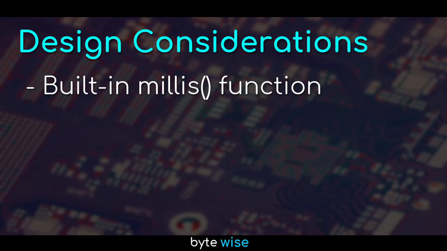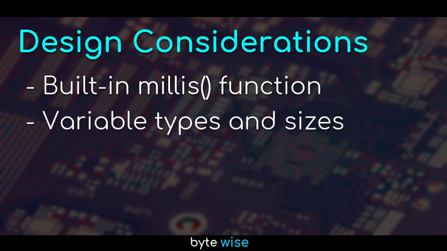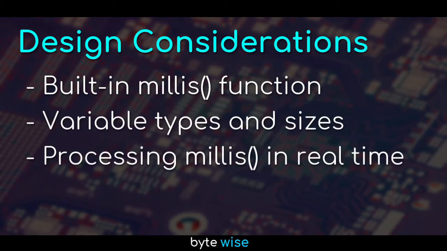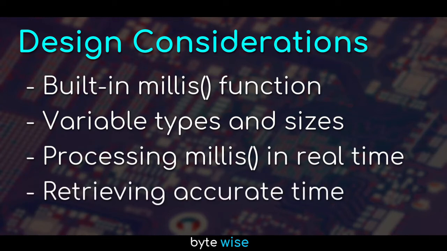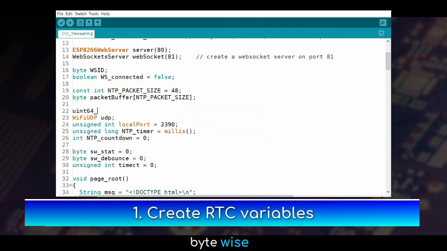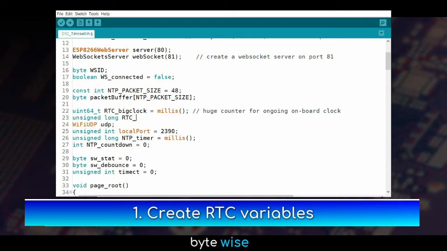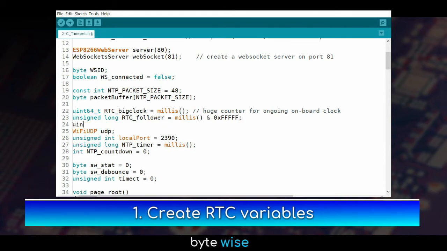We'll use the millis function as the basis of our real-time clock. This function counts the number of milliseconds that have elapsed since the module was last restarted. We'll need to superimpose the millis count on a larger variable in order to enable proper timekeeping. We start by creating the variable RTC_bigClock. This is a 64-bit integer value that provides for centuries of potential timekeeping on the basis of accumulated milliseconds.